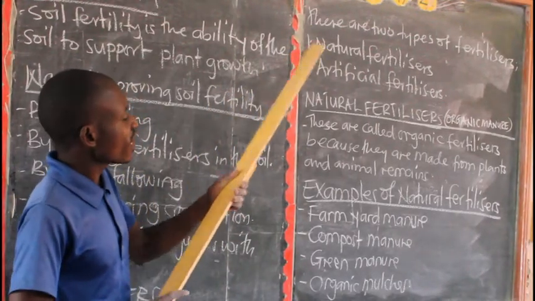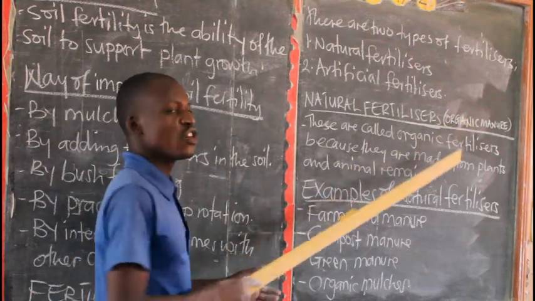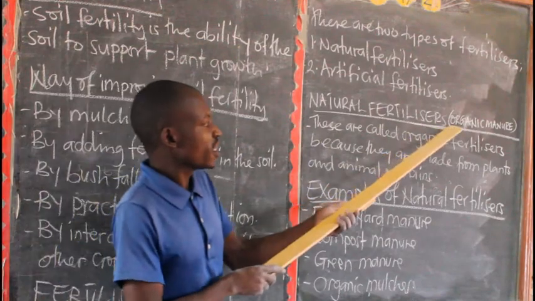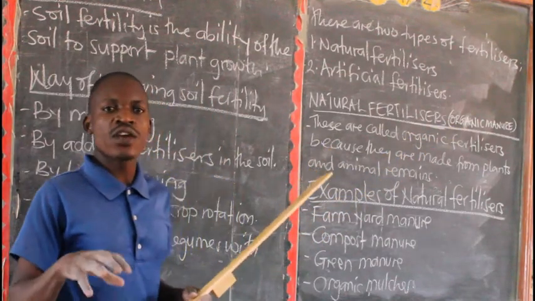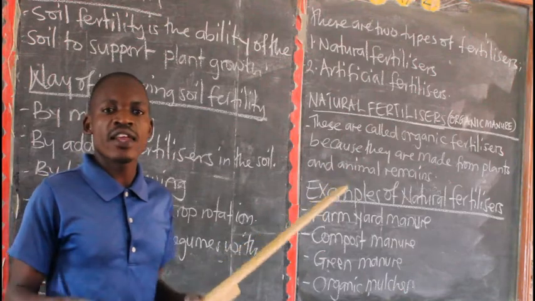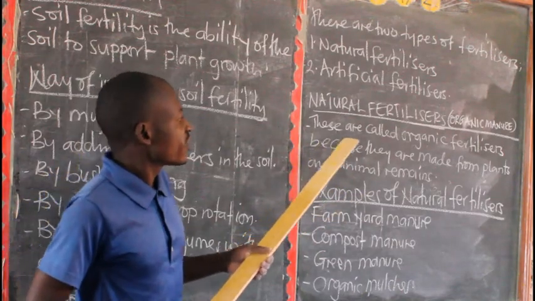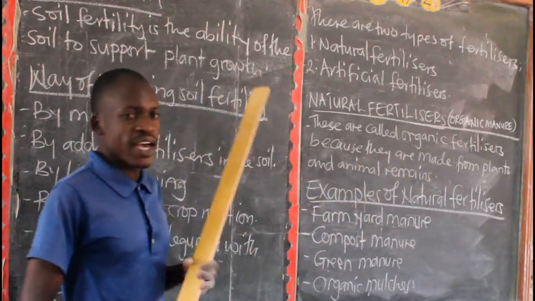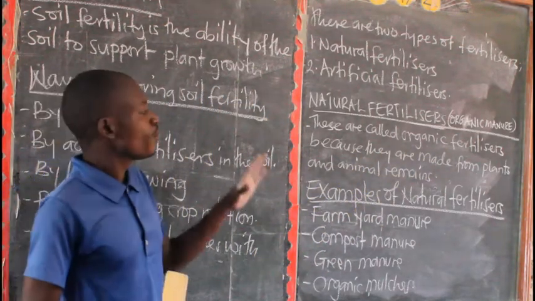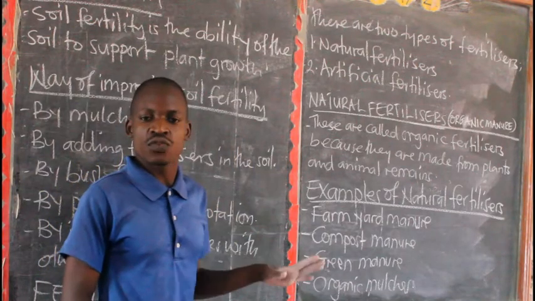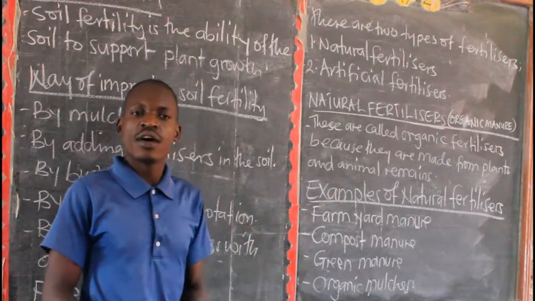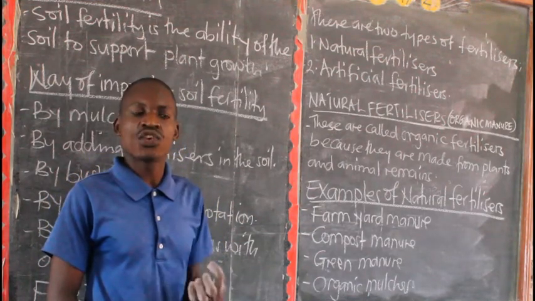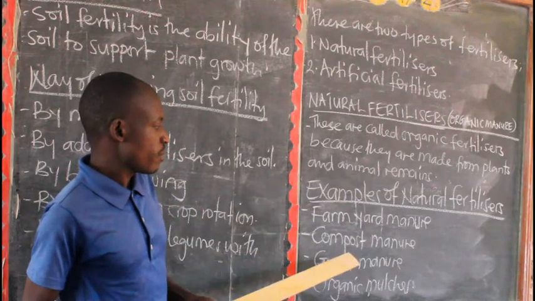However, natural fertilizers are also called organic manure. Now, why do we call them organic manure or organic fertilizers? They are called organic fertilizers because they are made from plants and animal remains. This manure, or fertilizers which are natural, are made from plants and animal remains. These remains can decompose. That's why we are calling them organic. They can decompose to form that manure.